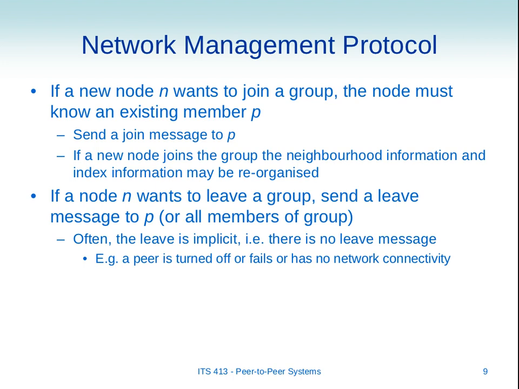So in terms of network management, how do we know if a node is in a network? If a new node wants to join a group, they need to know someone else in the system. In general, they send some message to that other existing member, P, and tell them I want to join the group. And then once a new node joins a group, we may need to reorganize the information stored at those nodes, depending upon what protocol or approach we're using for resource location.